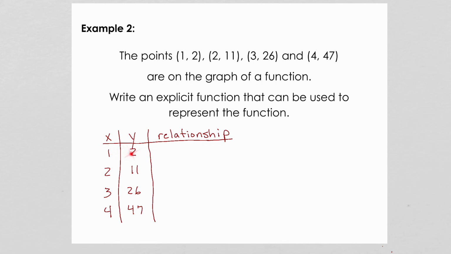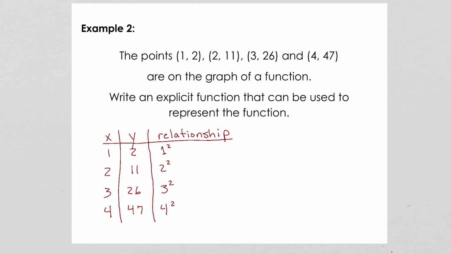So I have 1, 2, 11, 26, and 47, just like up here. All right, so let's see if we can figure out what this relationship is. Again, we're working with quadratic patterns, so we know that we are going to start out by squaring the x term, the input term. We know that's going to happen because otherwise it would not be a quadratic pattern.